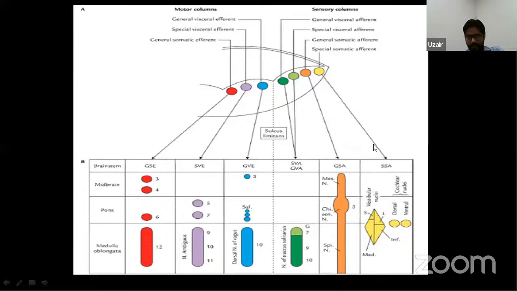And then we have special sensory afferent that is responsible for hearing and balancing, and we can appreciate this vestibulocochlear complex, some part of it lies in the pons and some part of it lies in the medulla, and is responsible for hearing and balancing input.